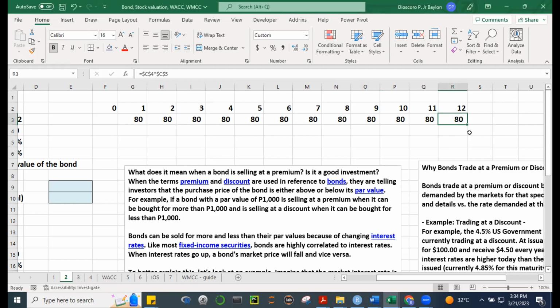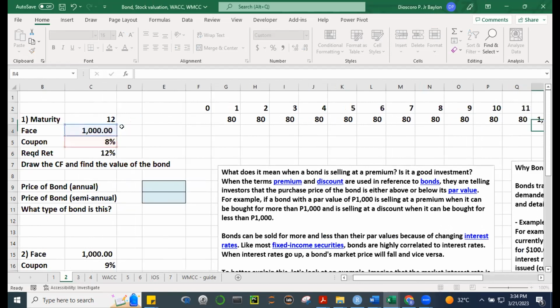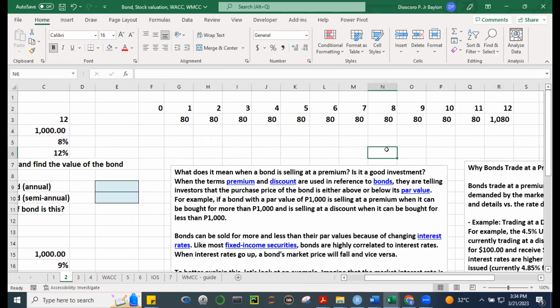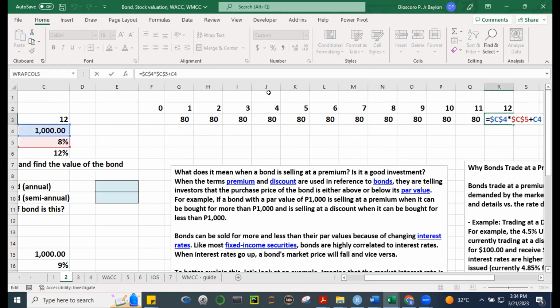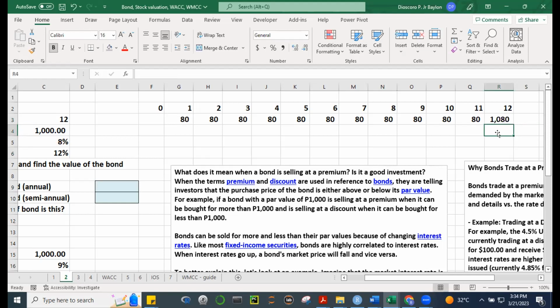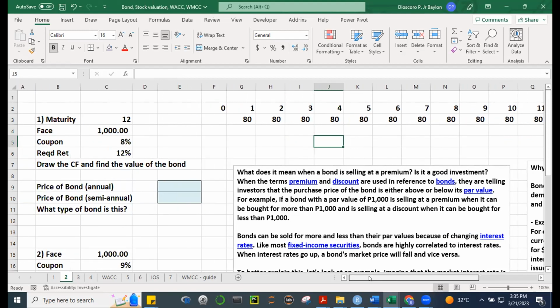Okay? So this should be equal to that one plus, let's add here, plus the 1,000. Okay? So that's 1,080, right? At the end of the term. I can put 1,000 here. Then here, I'll just remove this. Okay? So we have here the 80 annual coupon payments plus, at the end of the term, 1,000. So the question now is how much is this bond? If you're going to sell this bond, how much are you going to sell it for?